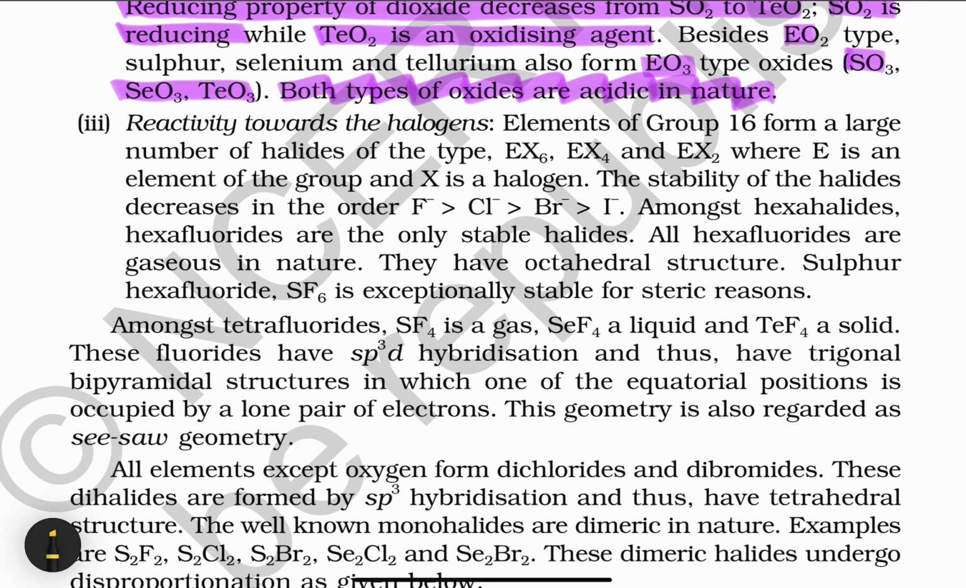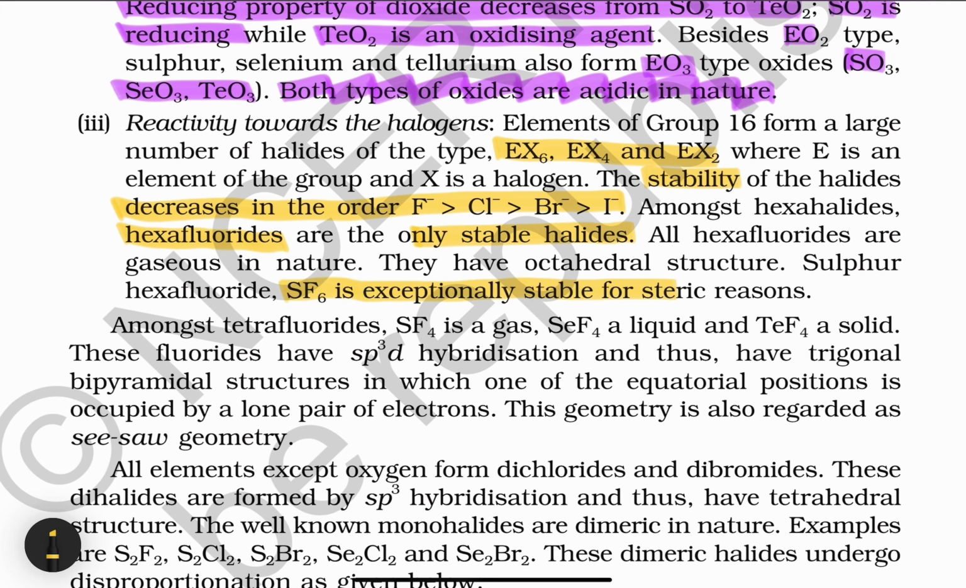Reactivity towards halogens. Elements of group 16 form a large number of halides of the type. These are the types. The stability of the halides decreases in the order of F minus, Cl minus, Br minus, and I minus. Hexafluorides are the only stable halides.